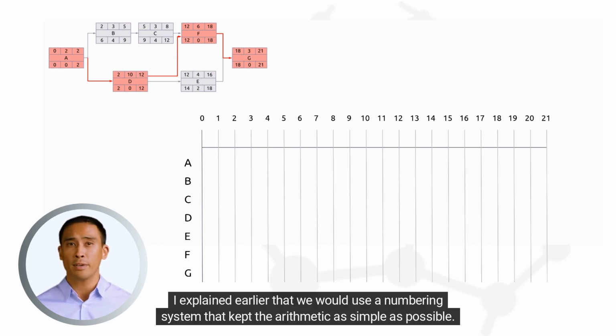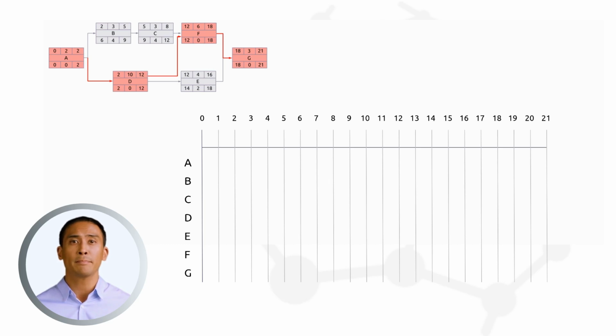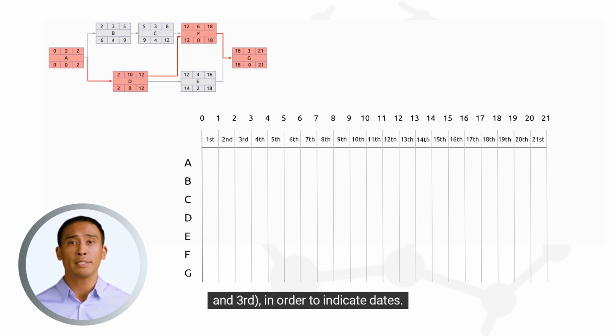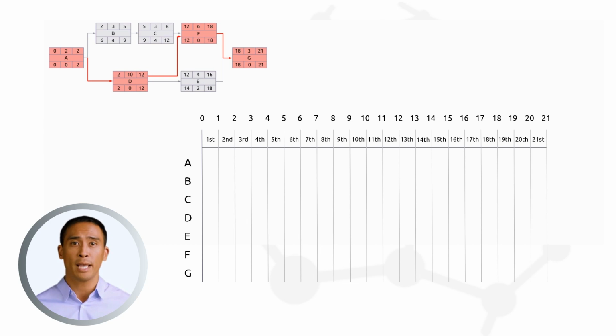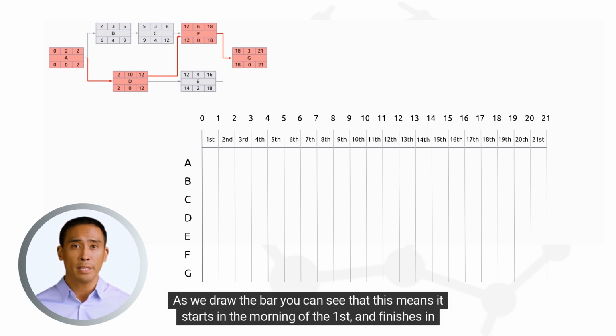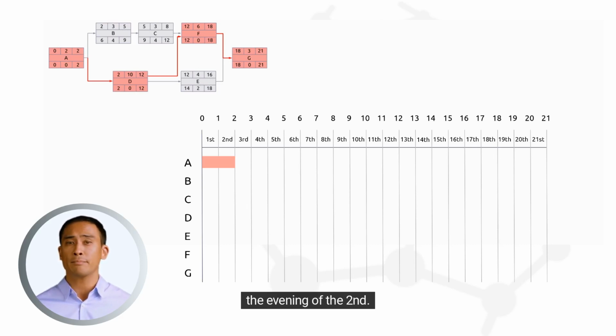I explained earlier that we would use a numbering system that kept the arithmetic as simple as possible. This is where we convert ordinal numbers, such as 1, 2, and 3, to cardinal numbers, such as first, second, and third, in order to indicate dates. Activity A runs from 0 to 2 on the top scale. As we draw the bar, you can see that this means it starts in the morning of the first and finishes in the evening of the second.